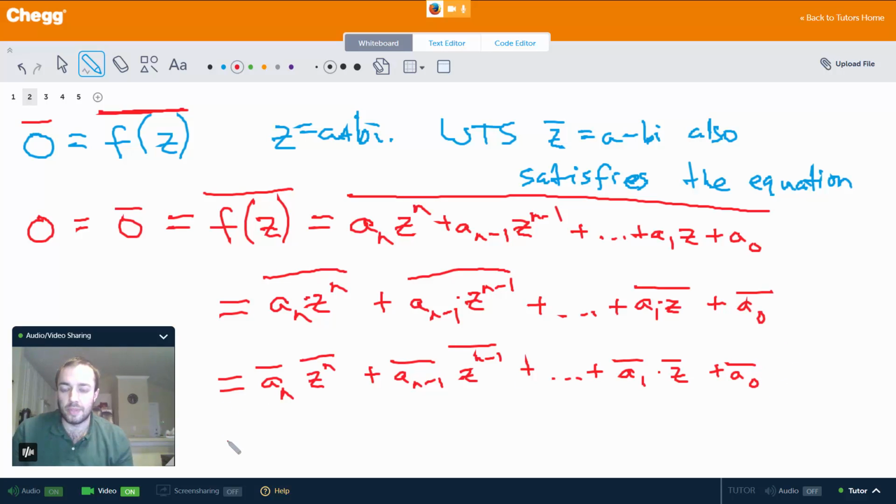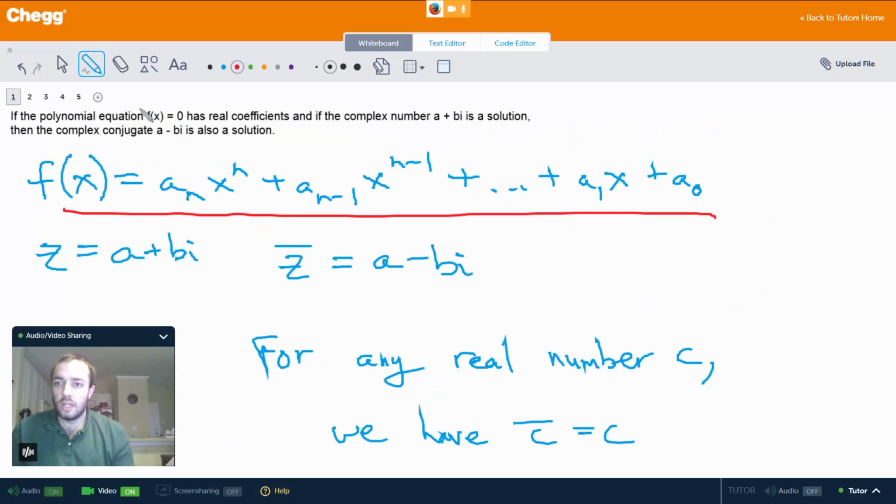Now, a couple more things left to do. First, remember that this polynomial equation has real coefficients. So a sub n is real, a sub n minus 1 is real, a sub n minus 2, not shown, is real, a sub 1 is real, a sub 0 is real.